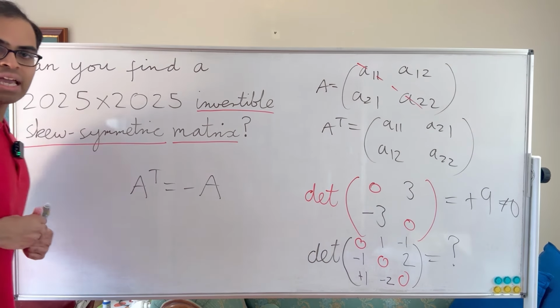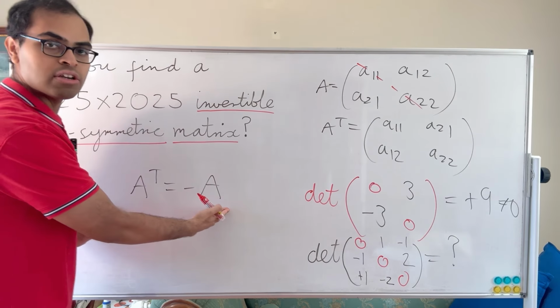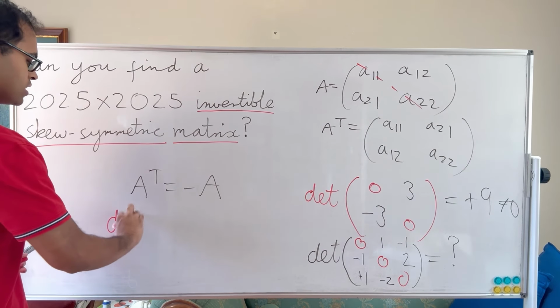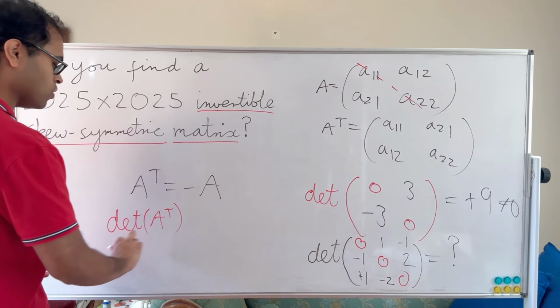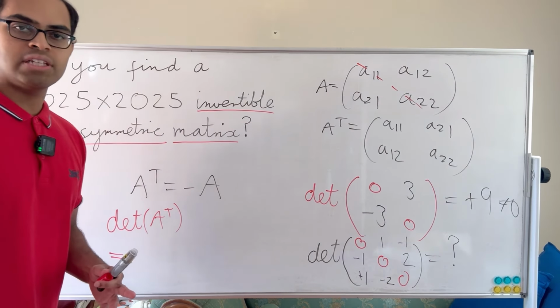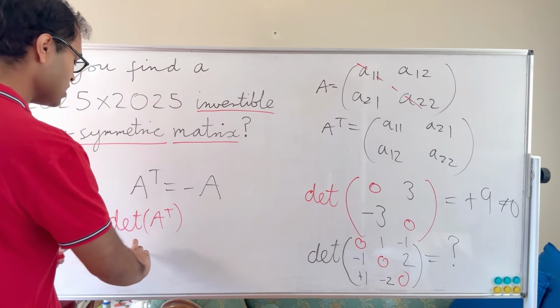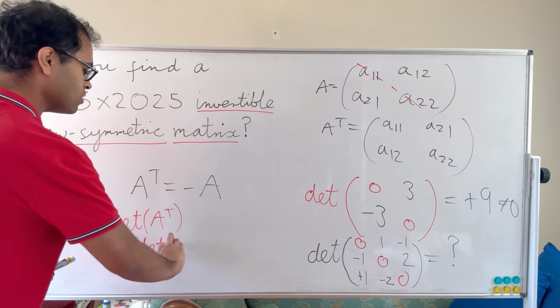Okay, so we know that A is invertible. Let's take the determinant on both sides. Okay, we know that's going to be non-zero. So what is the determinant of A transpose? Well, a crucial property of the determinant is it doesn't change when you take the transpose. It's one of the properties of determinants. So the determinant of A transpose is equal to the determinant of A.